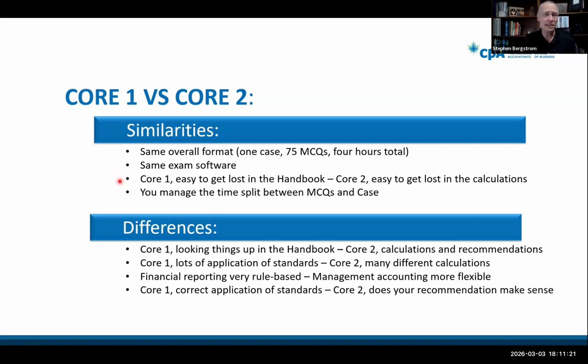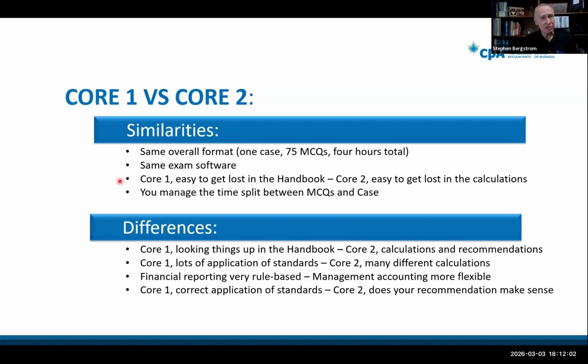In Core 1, it's easy to get lost in the handbook or lost in NOTIA trying to find just the right section, just the right reference. I find it's very easy in Core 2 getting bogged down in the calculations. Oh, I got to make sure I include that or make sure I leave that out. So one other similarity between the two exams, the importance of managing your time. I can't remember. Should I include this or not? Pick one, move on. And we'll talk a little bit more about done versus perfect a little bit later on.